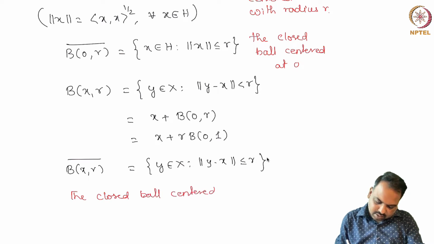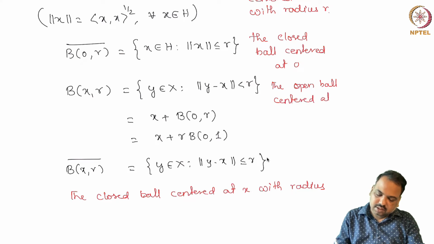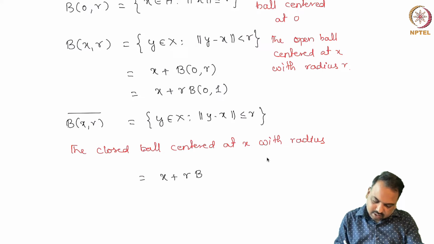This is the closed ball centered at x with radius r, and the other one is the open ball centered at x with radius r. In this case also we can write this as x plus r times the ball centered at 0 with radius 1, and the closure of this one.